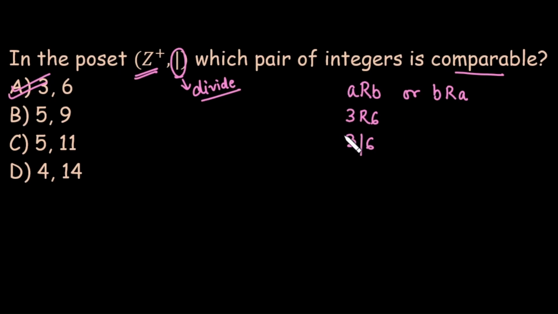If we are getting any pair that is a part of the relation, then it means they are comparable. In this case, 5 doesn't divide 9, 9 doesn't divide 5, 5 doesn't divide 11 and 11 doesn't divide 5, 4 does not divide 14 and 14 does not divide 4. It means only option A is correct.